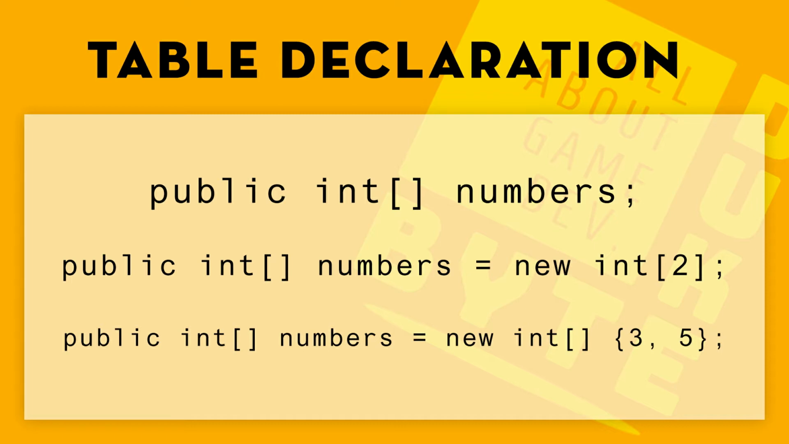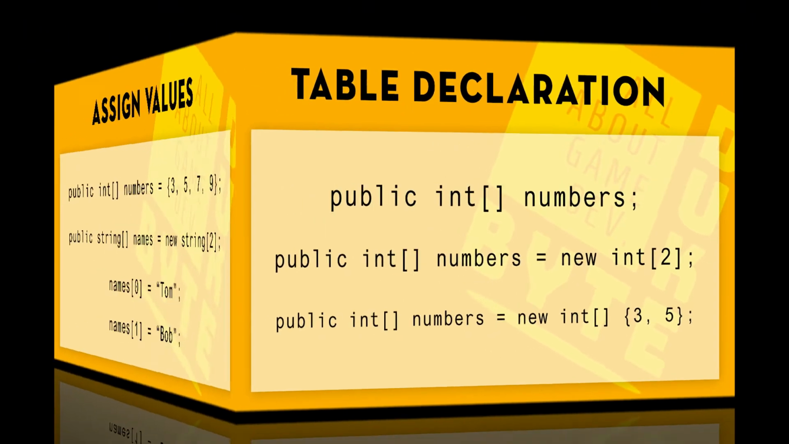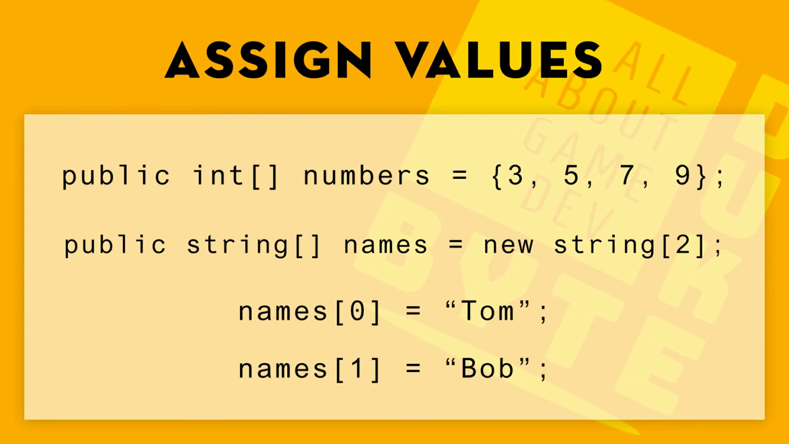In the first example, we do not specify the size of the array in the code but only in the inspector inside Unity. In the second example, we create a new array using the word new and specify the size of the array in square brackets. In the third example, we do not specify the size of the array, but instead, enter the specific elements of the array. You can assign values to the array already during its initialization.